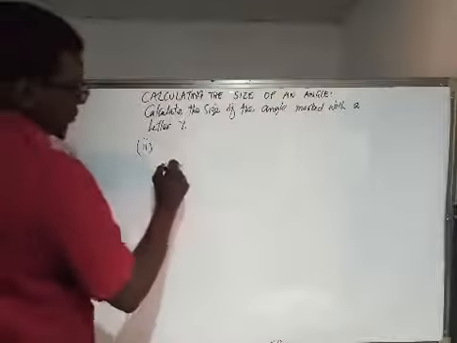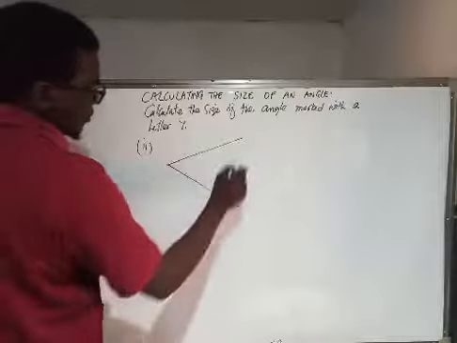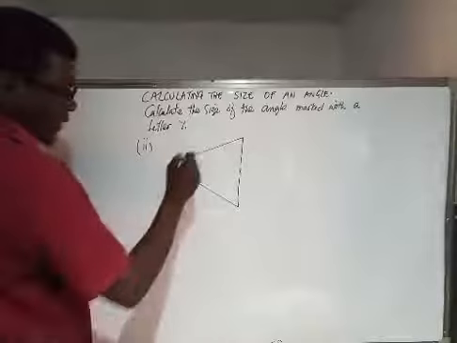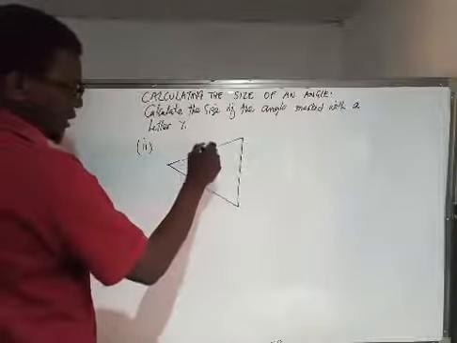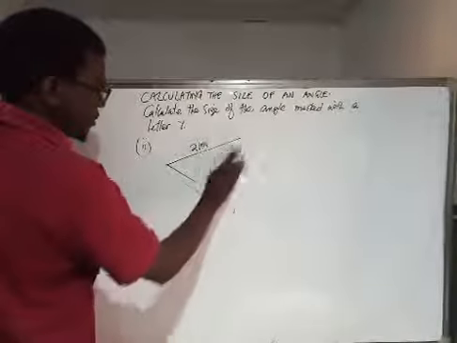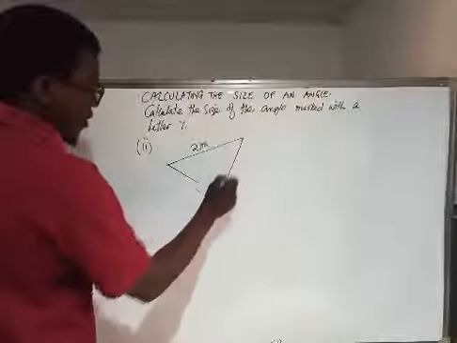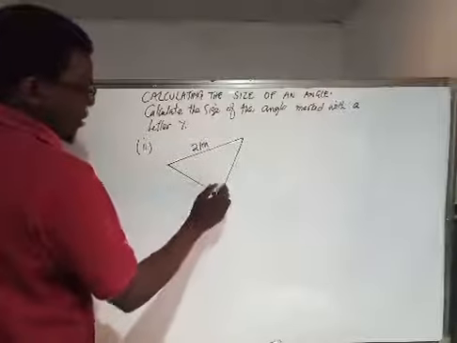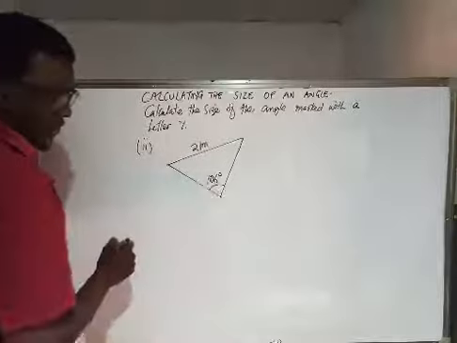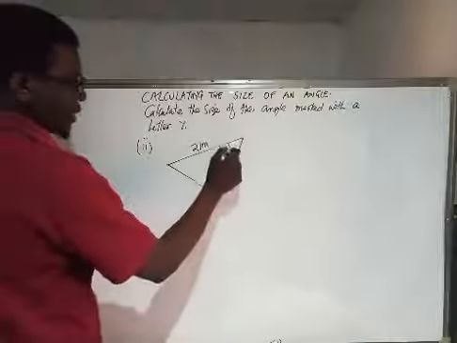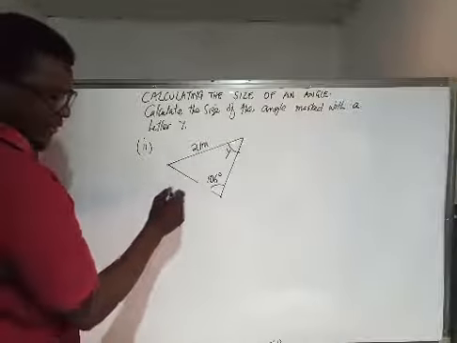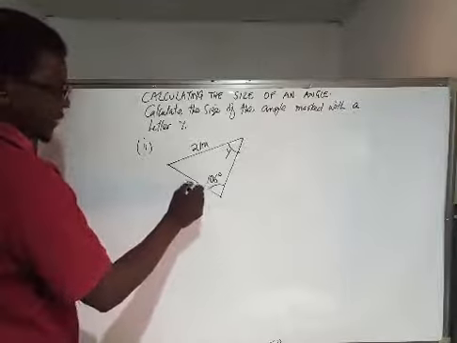Part 2. Let's say this is 21 meters. Let me draw it properly. Let's say this one is 106 degrees, and this one to be Y, and then we are given the side here, 17 meters.